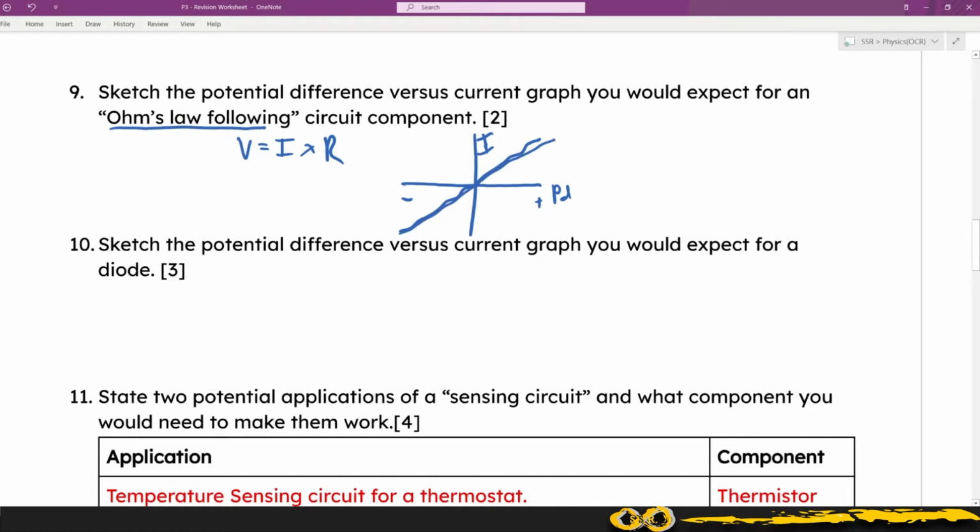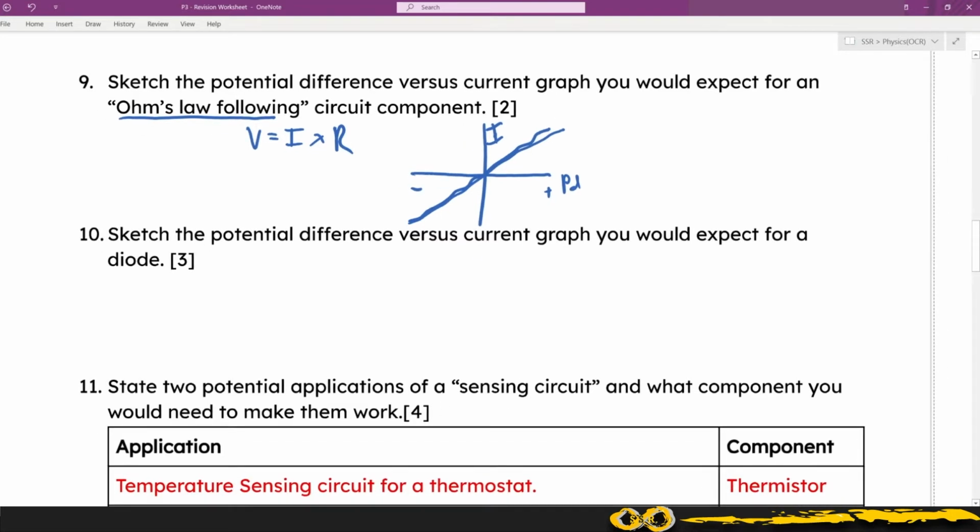However, if you were looking for a diode graph, diodes only allow the current to flow in one direction, and so for one of those options, they would have a nearly infinite resistance, and for the other, they would have nearly zero resistance. And so you'll get this characteristic curve to the graph here.